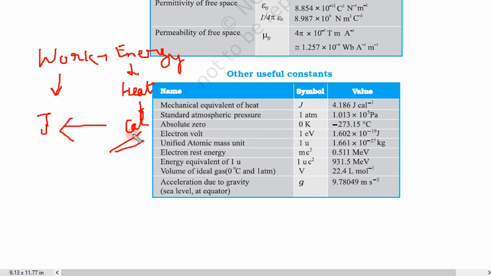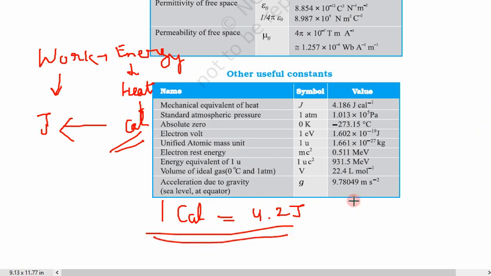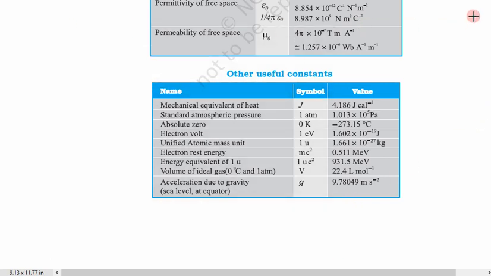So nowadays we also measure this energy, heat energy, in joule. So we have to think about calorie as joule. So 1 calorie is equal to 4.2 joule. This is very important. So mechanical equivalent of heat is joule. So value of this is 4.186 joule per calorie. That means 1 calorie is equal to 4.2 joule.